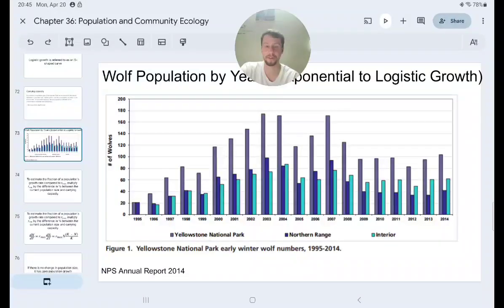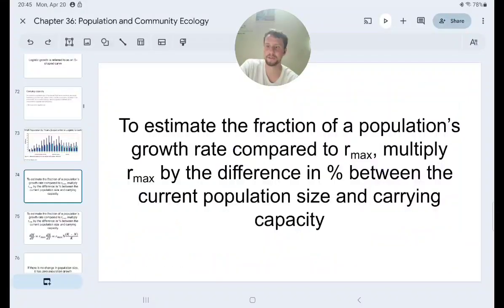Here's an example looking at the wolves in Yellowstone Park I mentioned before. You can see that at first there was a really high rate of growth, and then the population evened out at about some level around some carrying capacity, which looks like about 100 wolves over time. This is an example of logistic growth where the growth was really high, it overshot the carrying capacity a little bit, and then it evened out.